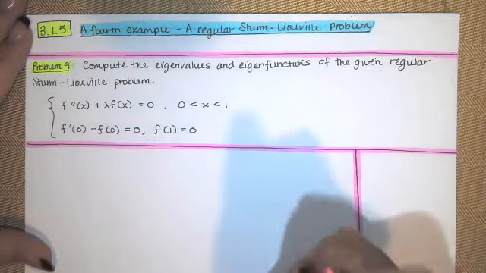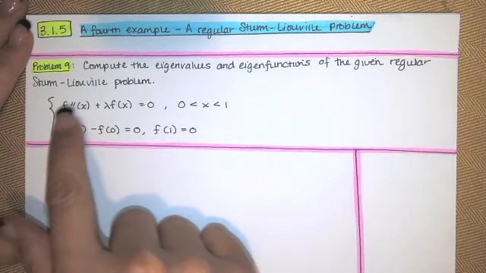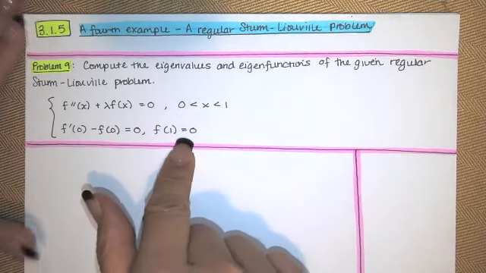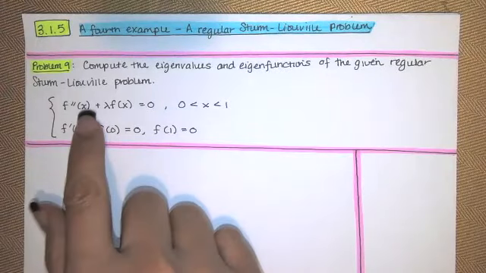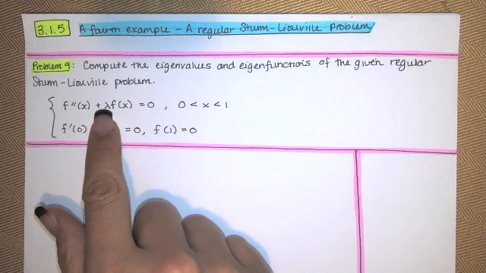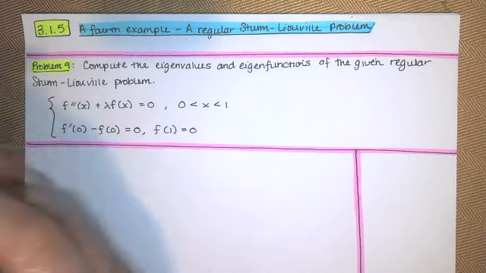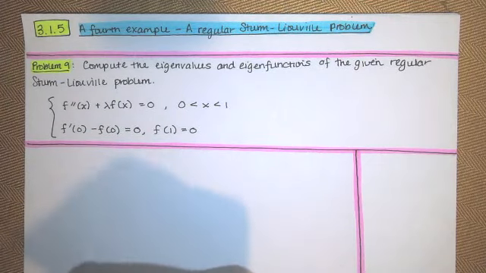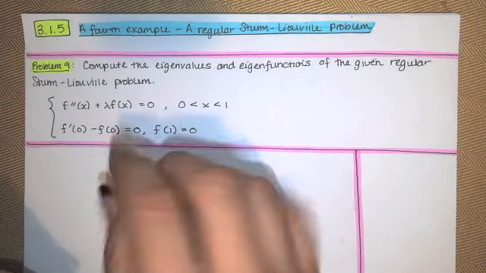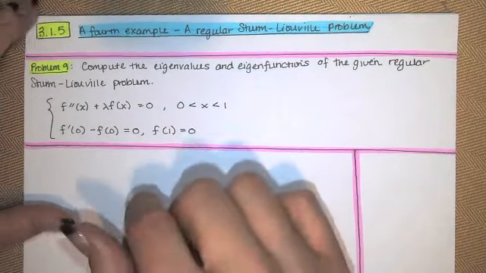Notice we've got a second order differential equation. Our goal is to find the function f that satisfies this equation and these boundary conditions, and the corresponding value of that real parameter lambda right there. So we actually have two unknowns in this equation, f and lambda, and we want to find the lambdas and the f's that will satisfy this equation and the boundary conditions at the same time.